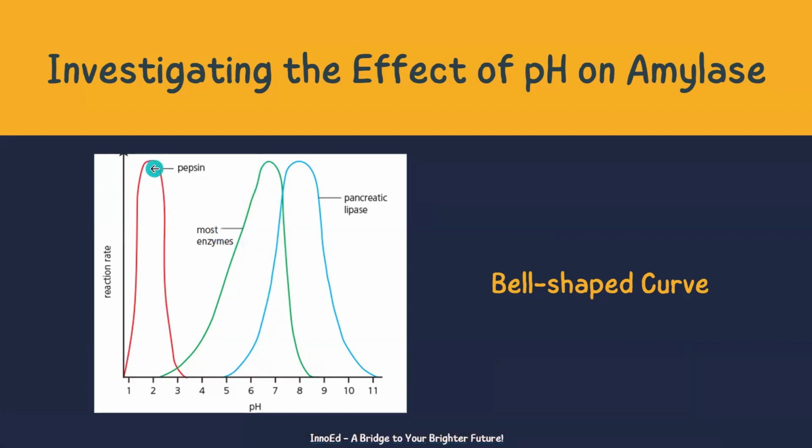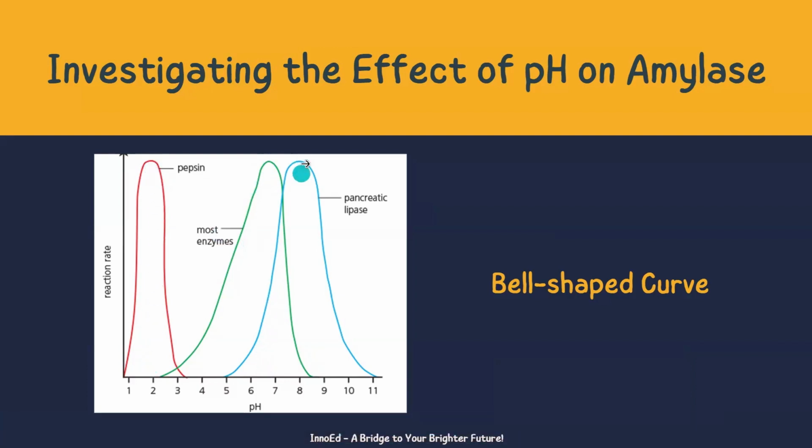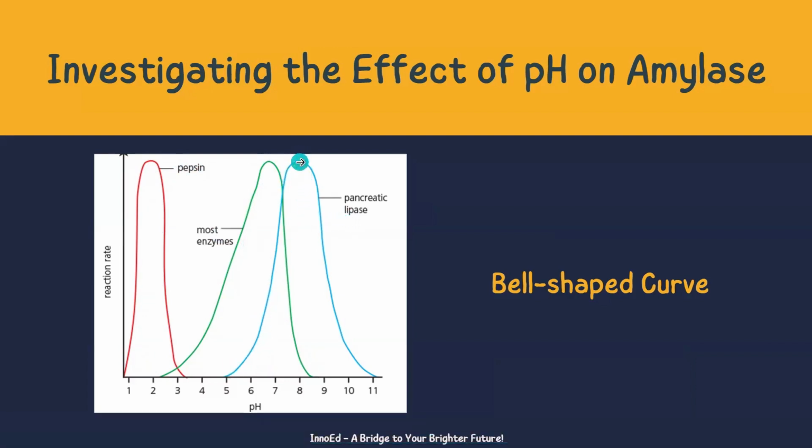For pepsin, which is the enzyme in the stomach, the highest rate is found around pH 2. The blue curve is for pancreatic lipase. The highest reaction rate is found around pH 8 and pH 9. So it is the optimum pH for pancreatic lipase, which is found in the small intestine. So the optimum pH could vary.